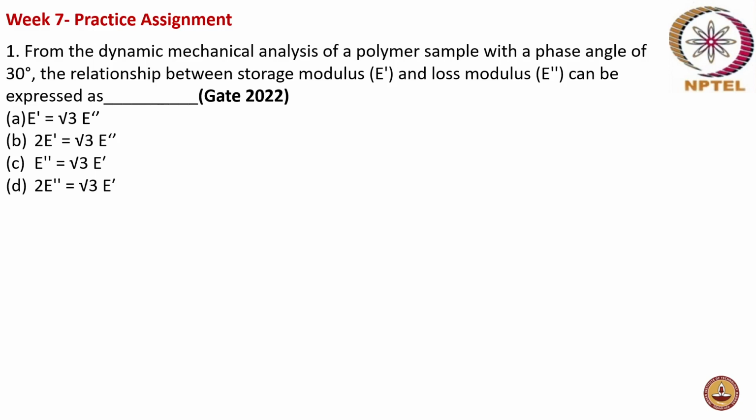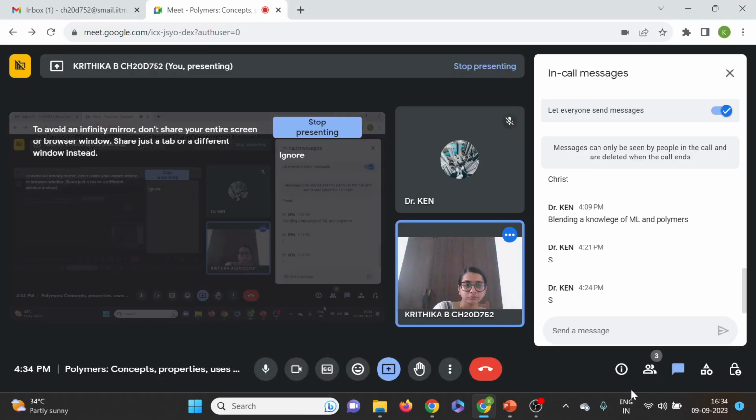So, how do you find out the relationship between the storage and loss modulus? We have the information on the phase angle for a polymer sample from the dynamic mechanical analysis. How do you go about this problem? This is a GATE 2022 question. Any idea? We have to find out the relationship between the storage and loss modulus from this phase angle. So, how do you do that? Any idea?